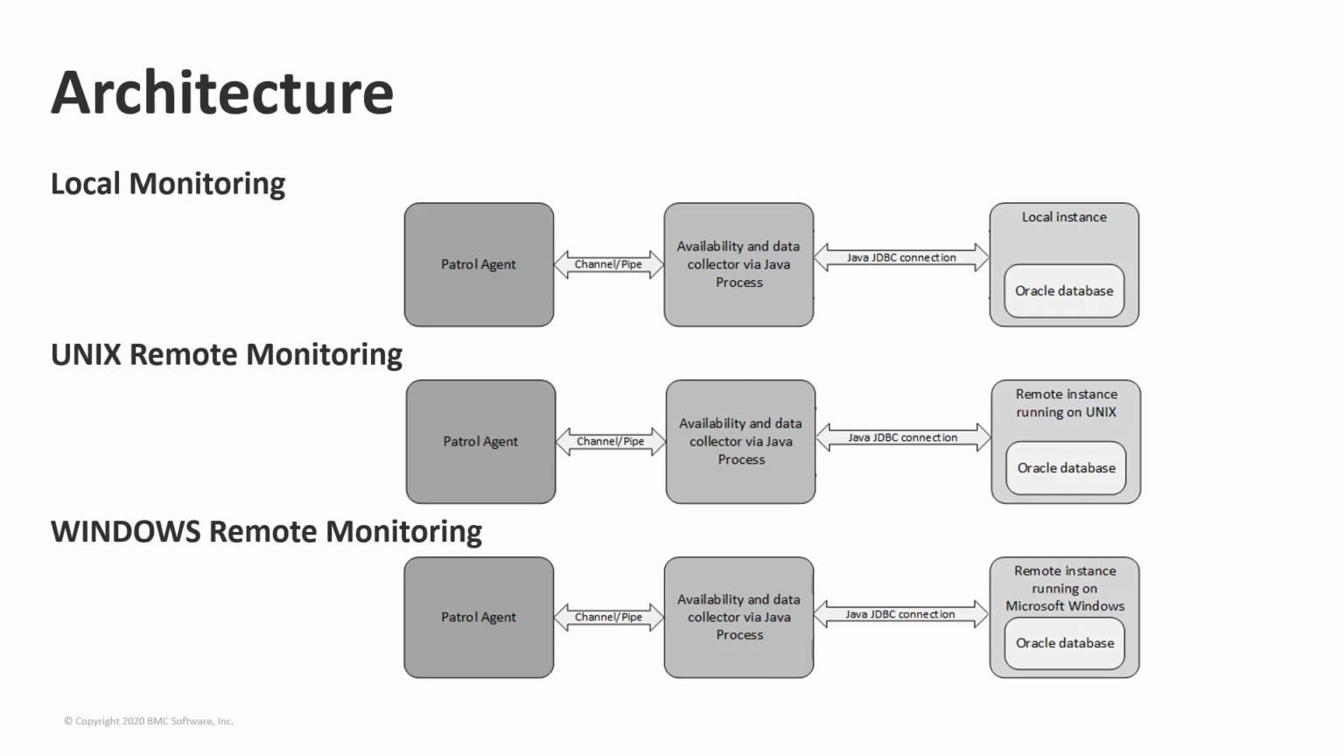For Unix, the remote connection is an SSH channel. For Windows, the remote client connection is an SSH or WMI channel. The same process logic applies for local monitoring.